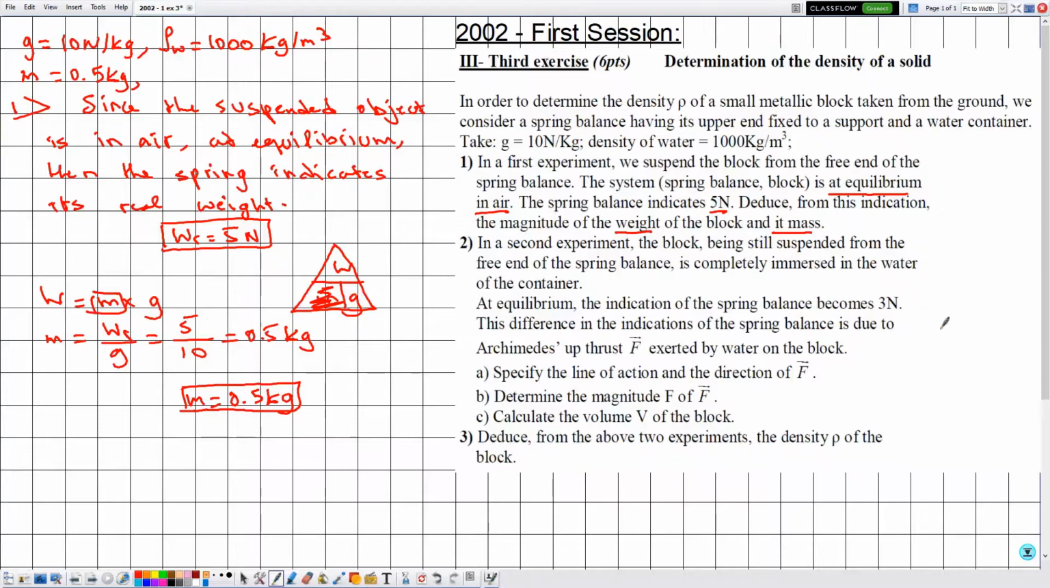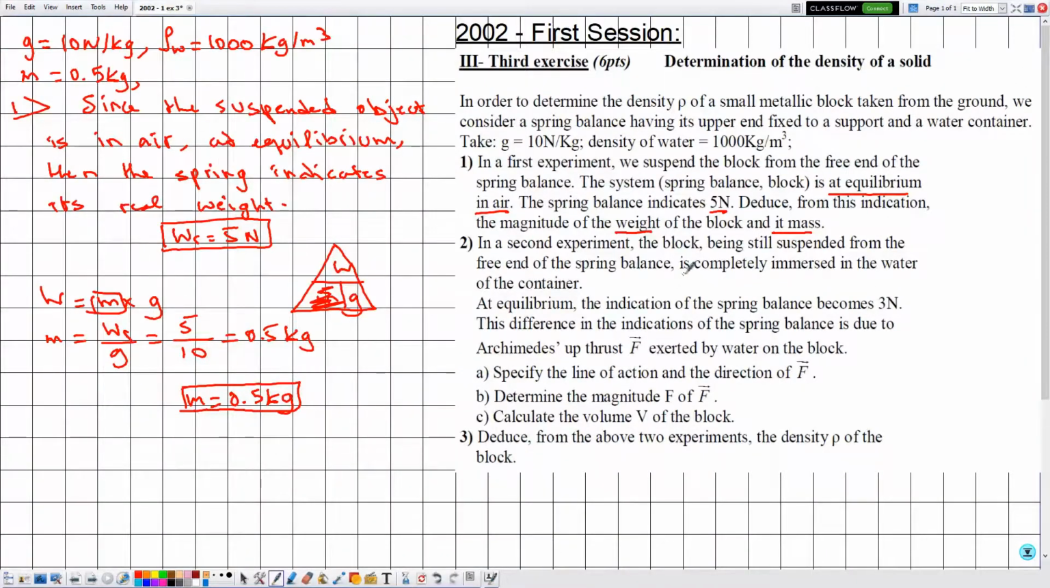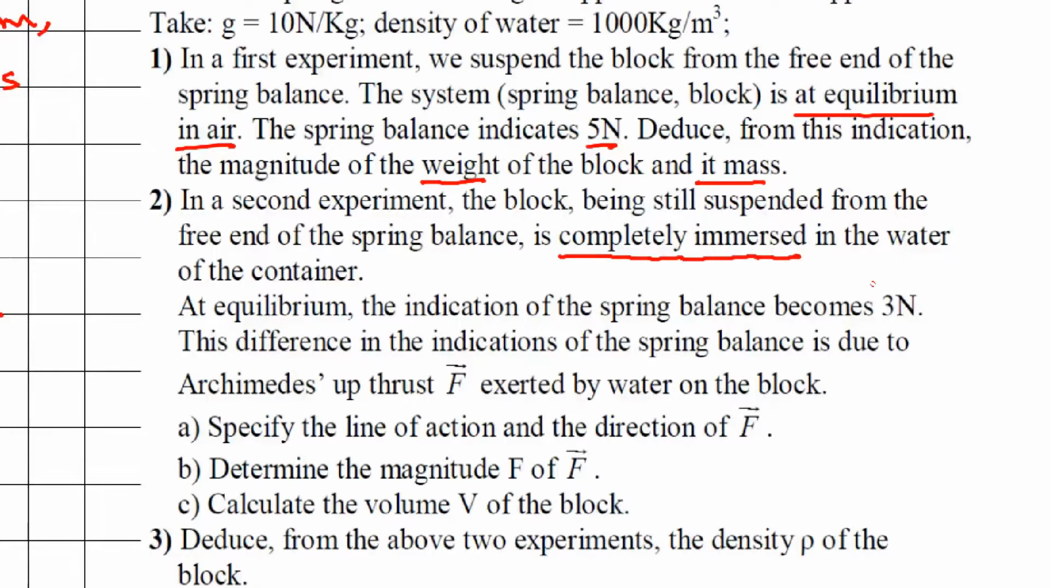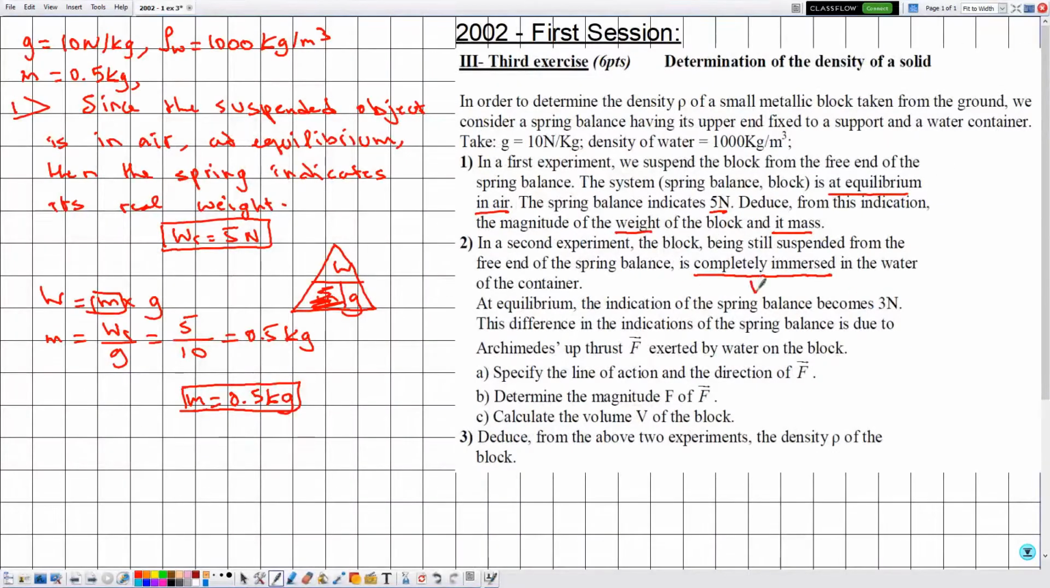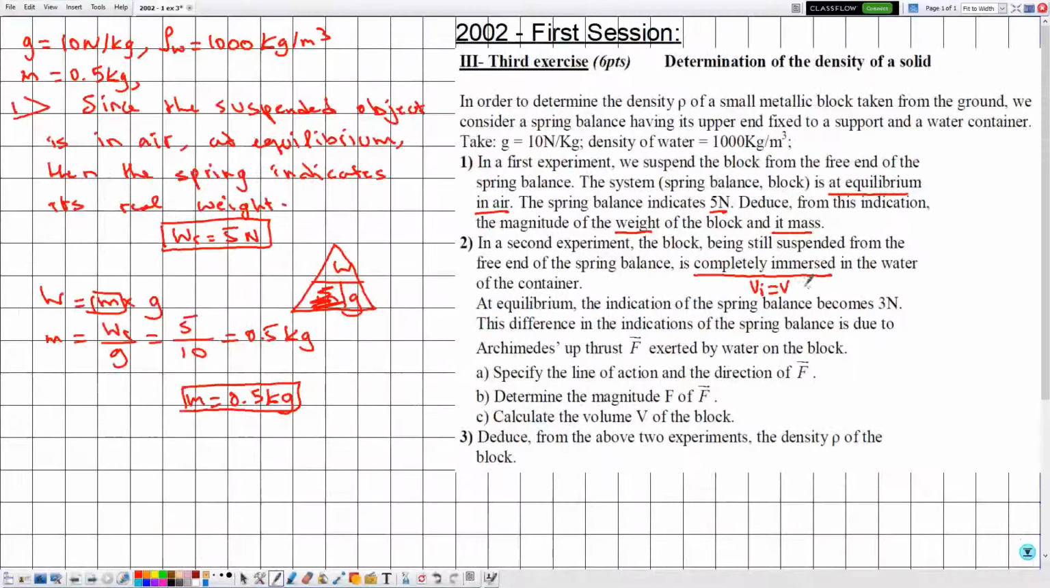Now let's see. In the second experiment, the block being still suspended from the free end of the spring balance is completely immersed in the water. So what does completely immersed mean? This is important. Then in this case the immersed volume is equal to the total volume of the block. So if we are able to determine the immersed volume, then we are done. At equilibrium, the indication of the spring balance becomes 3 newtons.